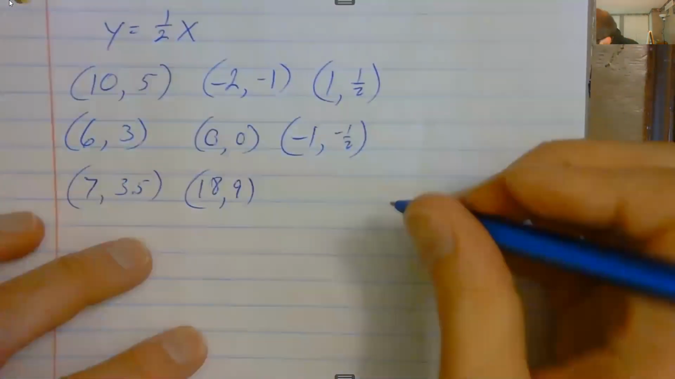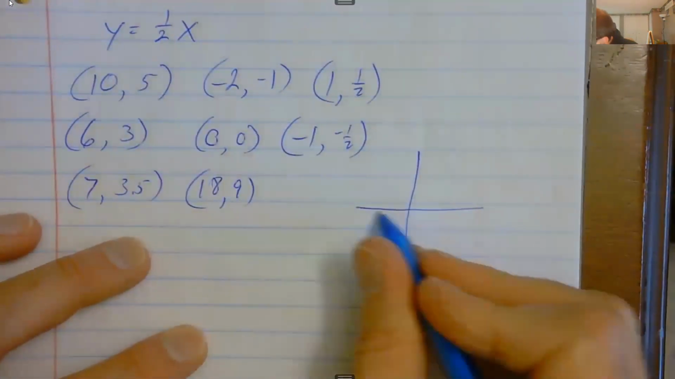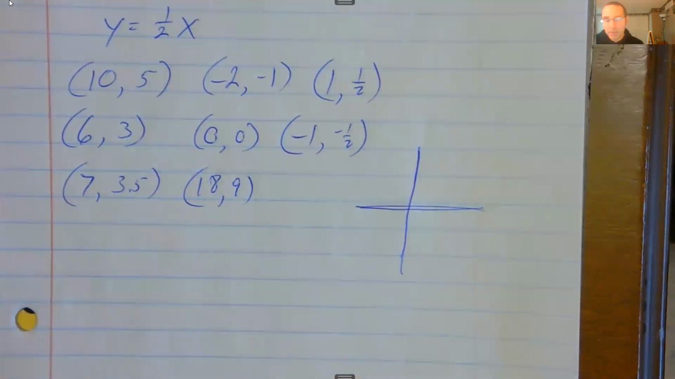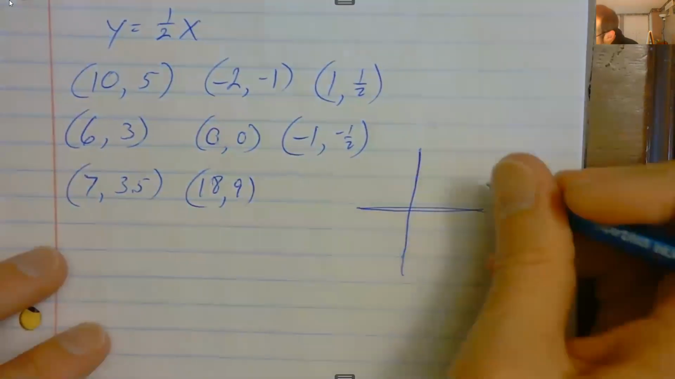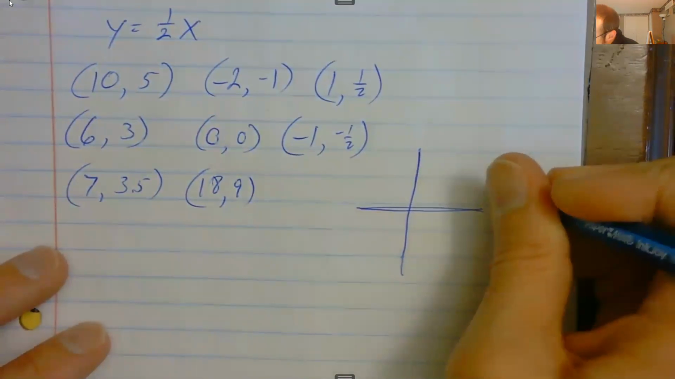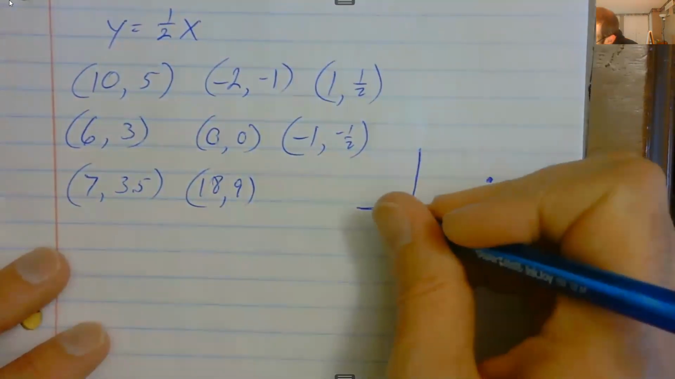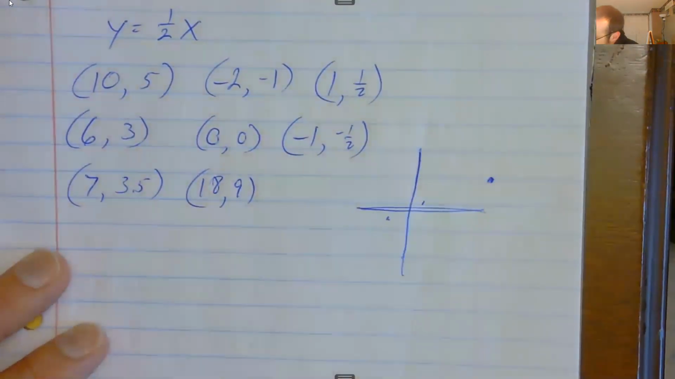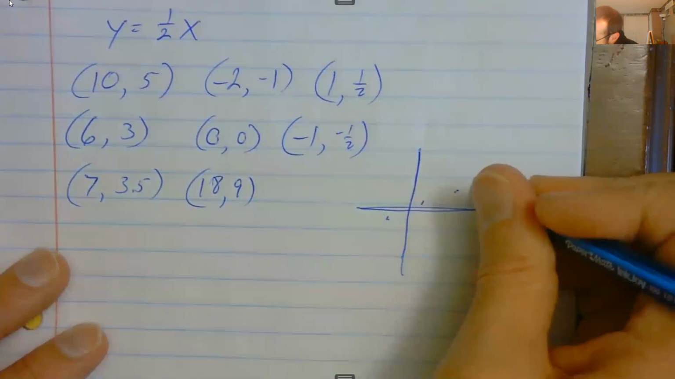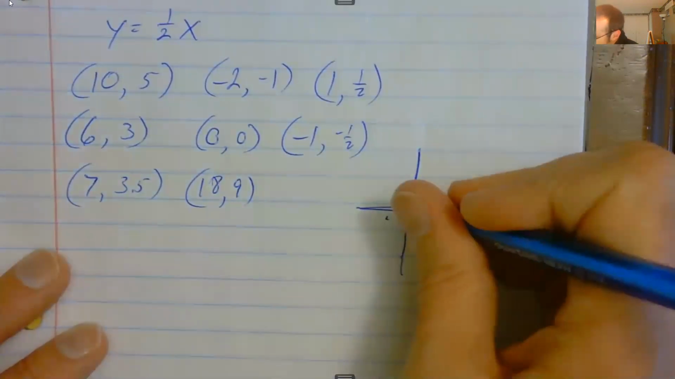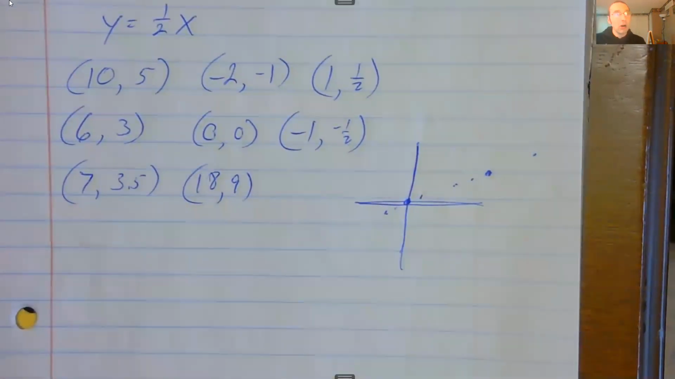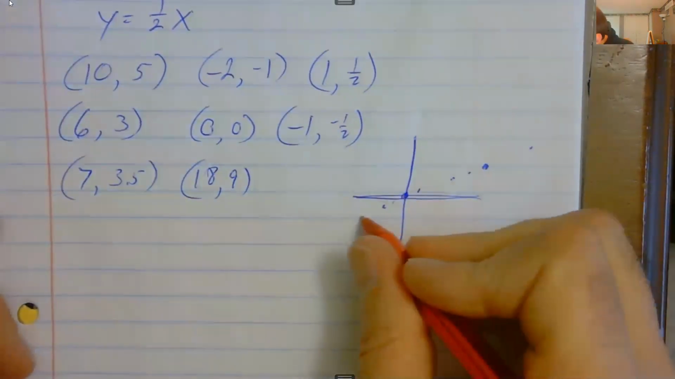And once again, when I plot all of those points, hopefully we see some sort of a pattern here. It won't always be an obvious pattern for all of these, but that's what we're going to see here, I think. So 10, 5 is somewhere way out here, and -2, -1 is somewhere down here, and 1, 1/2 is right there, and here's 6, 3, and 7, 3.5, and there's 0, 0. And if I just start plotting all of these points here, again, I see, oh, these all happen to lie on a line.